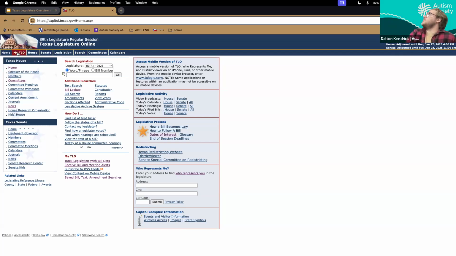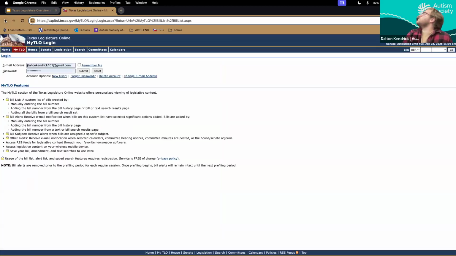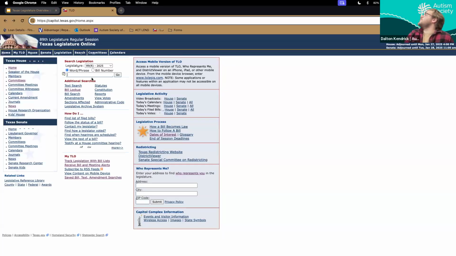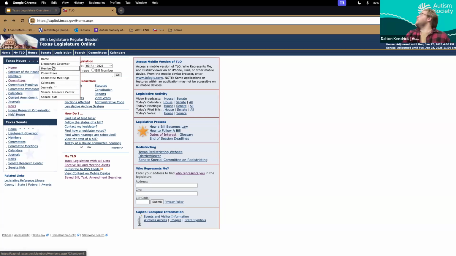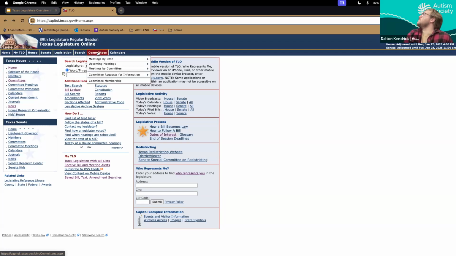So starting just across the top, you'll have your homepage. My TLO is everything that opens up once you make an account. You can see information about the House and the Senate. So information like who's the lieutenant governor, different members, committees, meetings, things like that. Look up legislation, search, different committees, things like that.